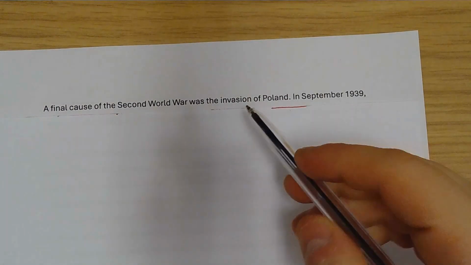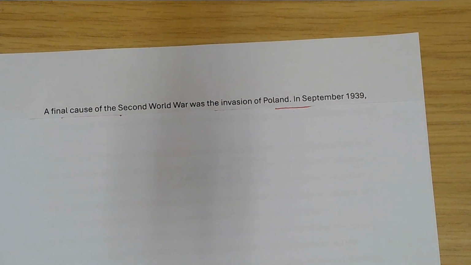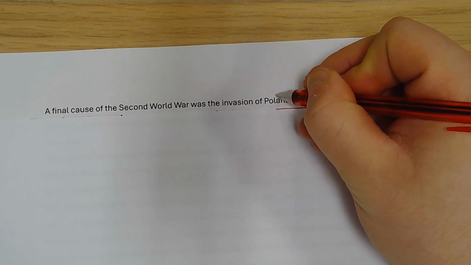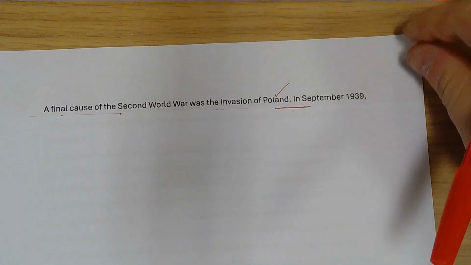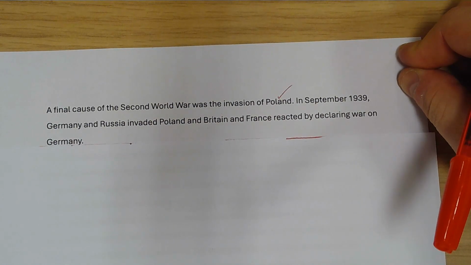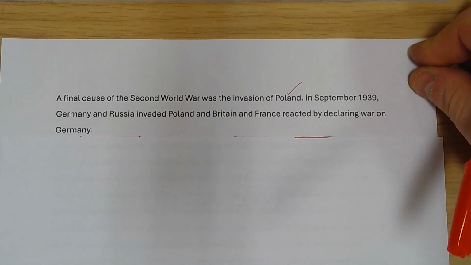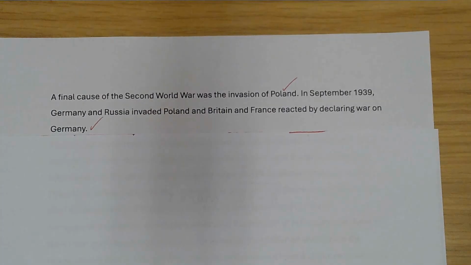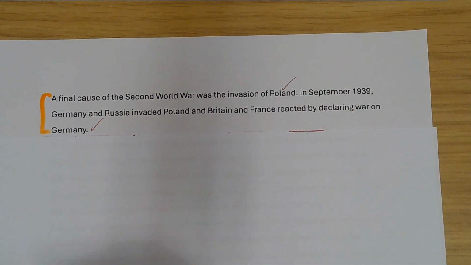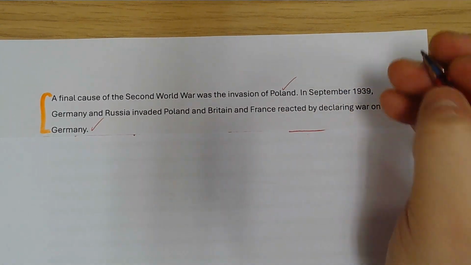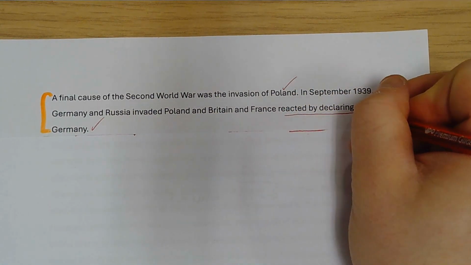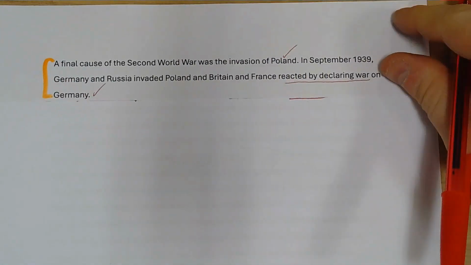And finally, you'll see the following. So it says, a final cause, so the third paragraph, a final cause of the Second World War was the invasion of Poland. In September 1939, Germany and Russia invaded Poland, and Britain and France reacted by declaring war on Germany. So we've got detail there. It tells us about a reason. I'm now thinking, right, so what if Britain and France have declared war on Germany? How does that lead to the Second World War?